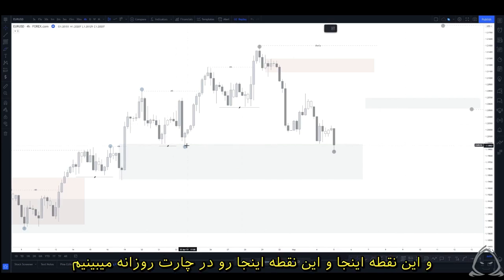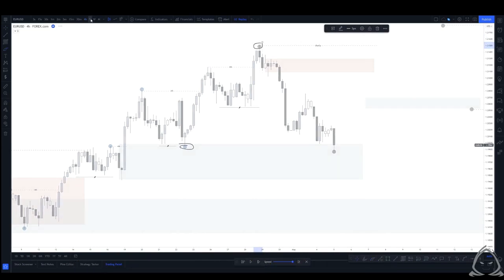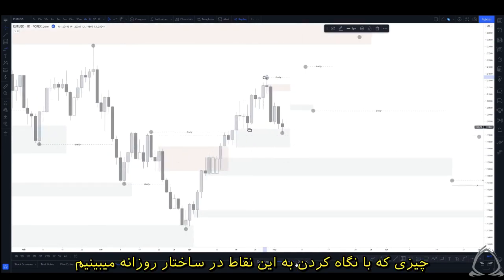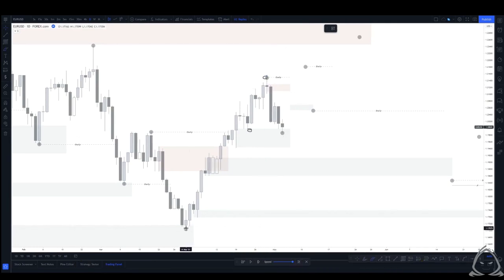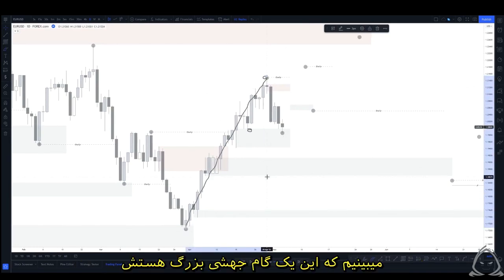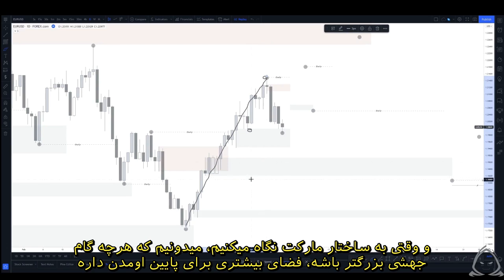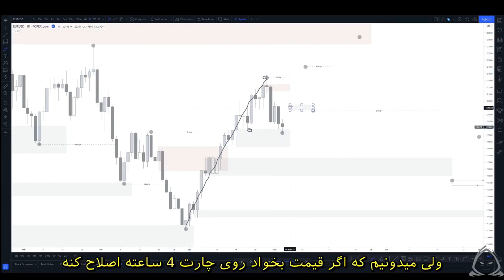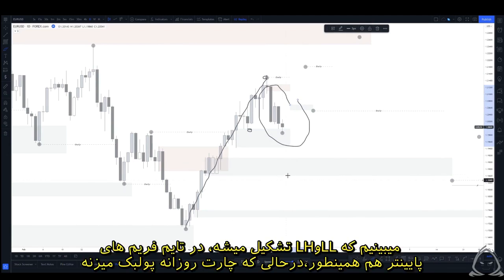And what we'll do is we'll look at this point here and this point here on a daily chart. So what we can see when we map that out is when we're looking at this in general daily market structure, what we can see is this is just one large impulsive leg. And when we're looking at market structure, we know that the larger the impulsive leg, the more room that price has to move to the downside. And we know on a 4 hour chart, if price is to correct, we're going to see lower lows and lower highs, more than likely forming on the lower time frame as that daily chart pulls back.